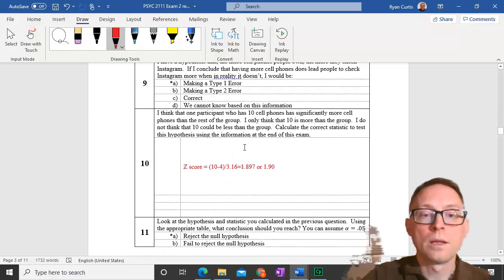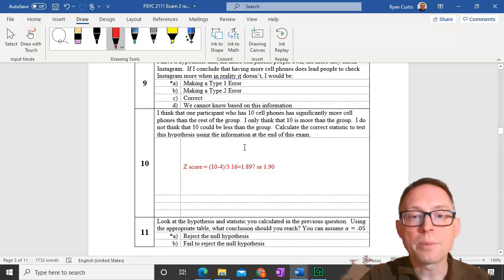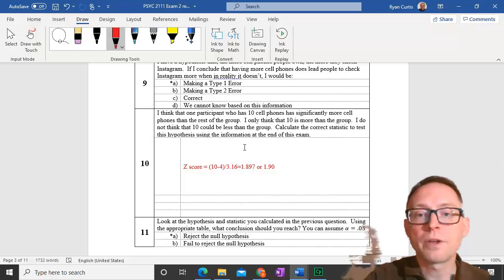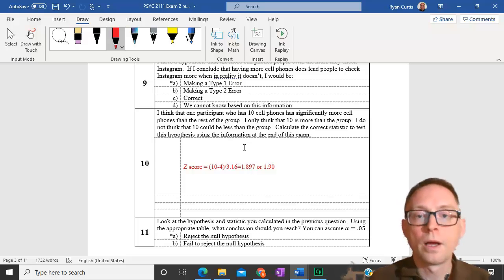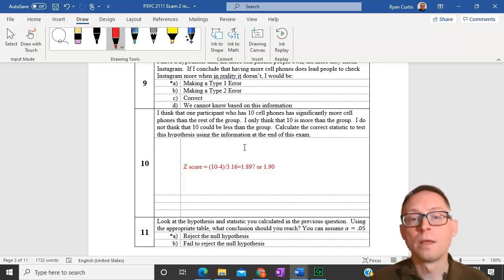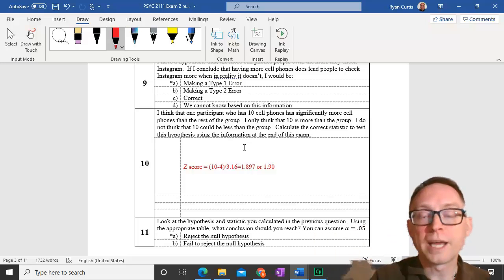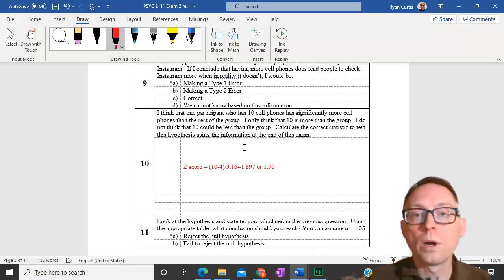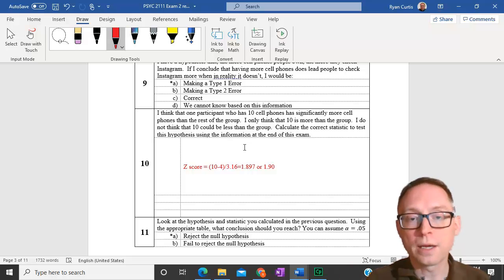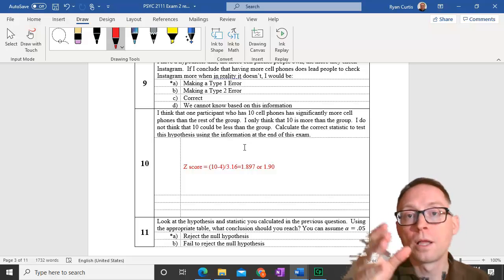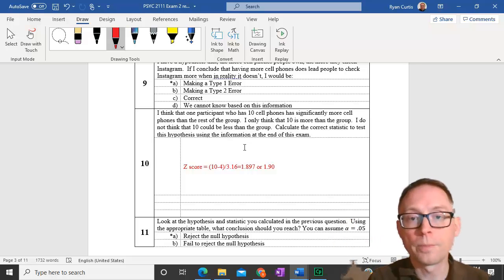Number 10. I think that one participant who has 10 cell phones has significantly more cell phones than the rest of the group. I only think that 10 is more than the group. I do not think that 10 can be less than the group. Calculate the correct statistic to test this hypothesis using the information at the end of this exam. The information at the end of the exam is the data that we have. Now, in this particular case, one participant has 10 cell phones. Well, cell phones is continuous data, so I'm comparing one person to the rest of the group. This is a z-score that I'm trying to create.